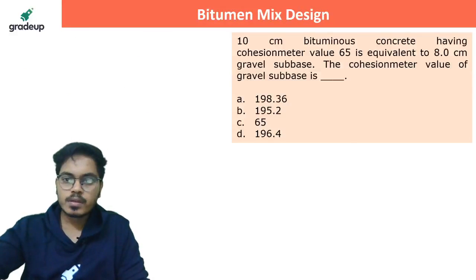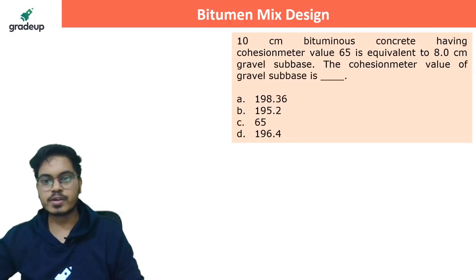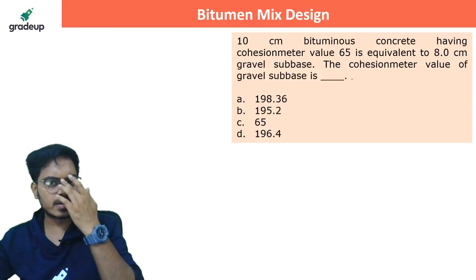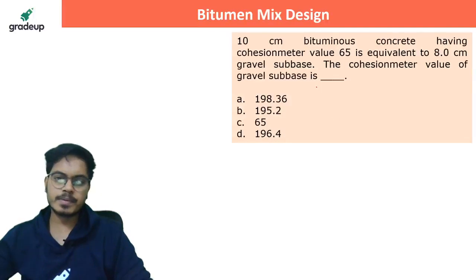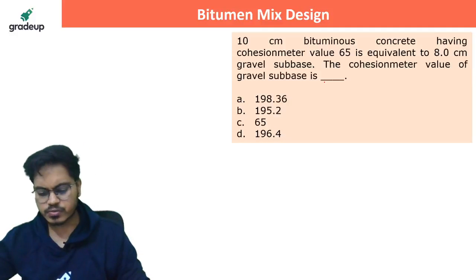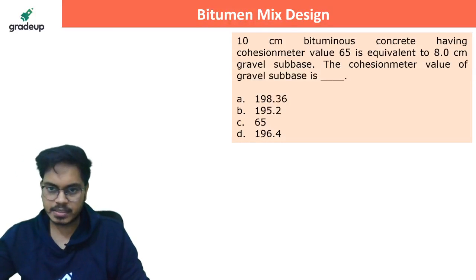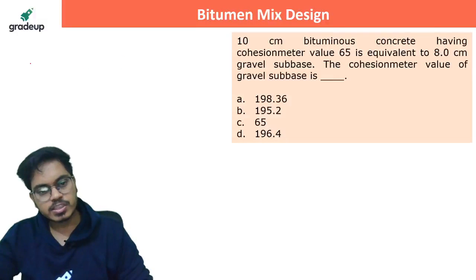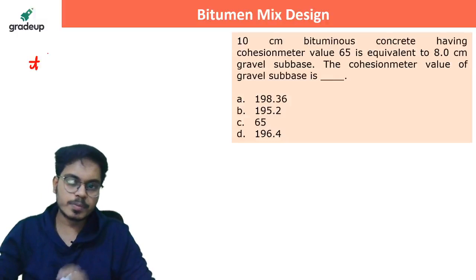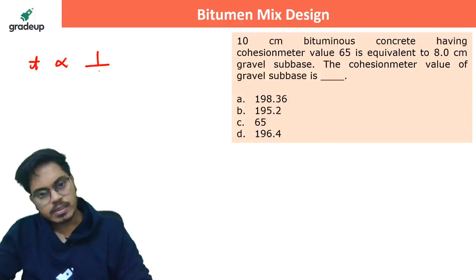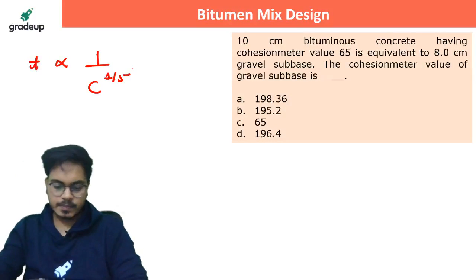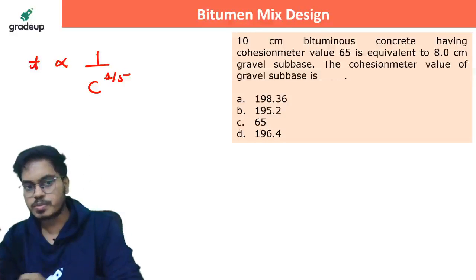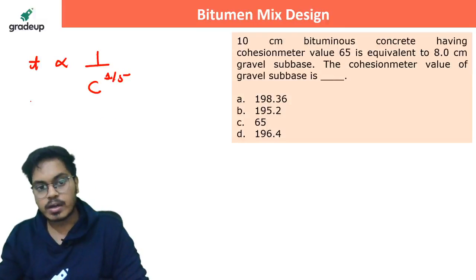Next question. 10 centimeter bitumen concrete having cohesiometer value of 65 is equivalent to 8 centimeter gravel subbase. The cohesiometer value of gravel subbase is? This question is basically from cohesiometer, but yes, we can solve it here. Guys, there is a relation between the thickness and the cohesiometer value, and that relation is this. So with the help of this, you can quickly tell me what should be the answer.